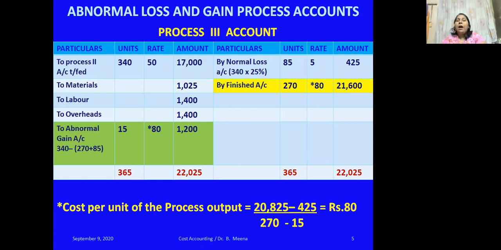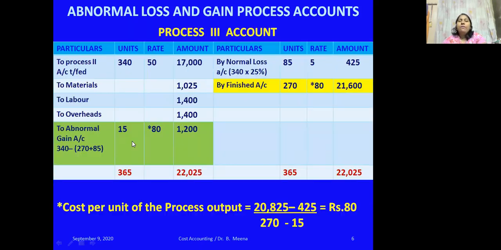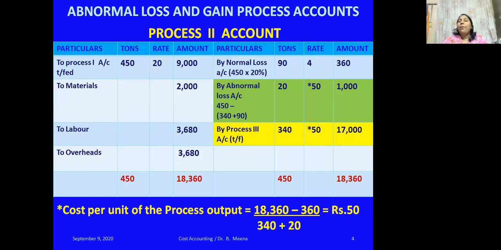So in this problem, we have additional questions to prepare the accounts for abnormal loss and abnormal gain. I will teach you how to work out the abnormal loss account. The abnormal loss account I'm preparing now. We have both debit and credit sides with these columns: particulars, units, rupees, particulars, units, rupees. And you need to check the previous processes, in which process we are getting abnormal loss. Are you getting abnormal loss in process 1? No, you are not getting either abnormal loss or abnormal gain. Only in process 2, we have abnormal loss. So here I created it, right?